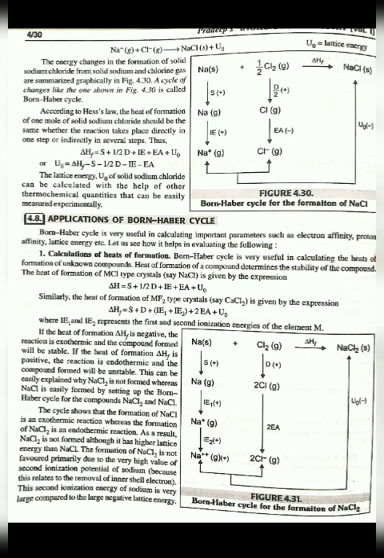The formation of NaCl2 is not favored primarily due to the very high value of the second ionization potential of sodium, because that relates to the removal of an inner shell electron. The second ionization energy of sodium is very large compared to the large negative lattice energy.